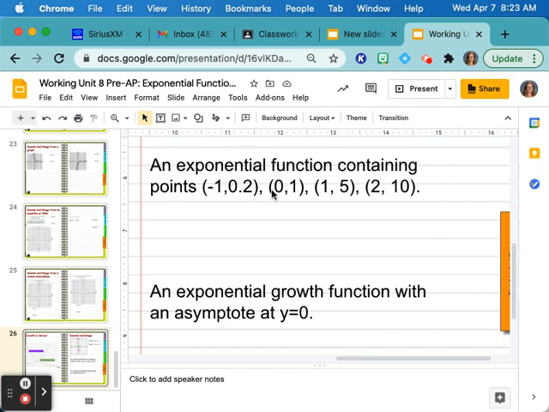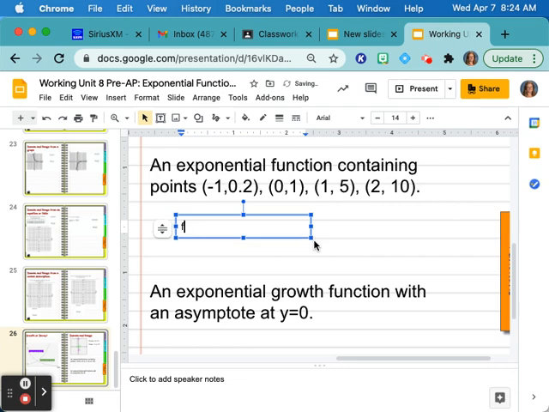An exponential function containing these points. So let's look and see, can we write the function of this? What is the start value? That's our y-intercept. What would it be at? 0, 1. So we put it at 1 times, what is the rate? If I go from one y value to the next, that doesn't look like it does anything. Times 5, and then times 2, that doesn't look right.